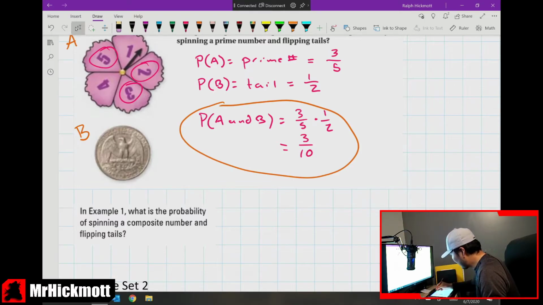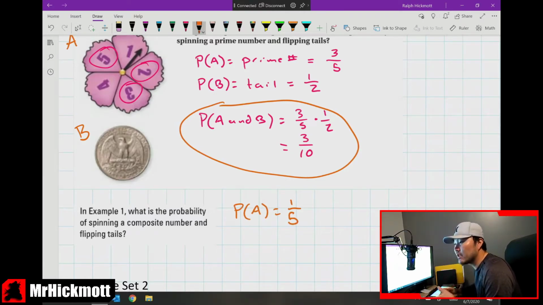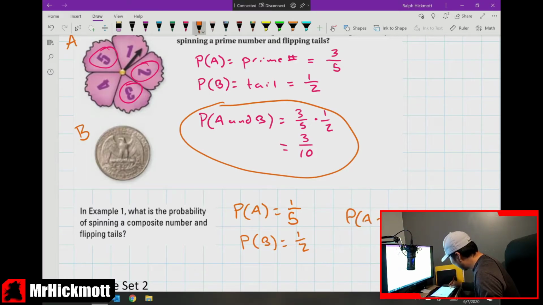So a composite number is 4, so P of A is 1 out of 5. Composite means that it's divisible by a number other than 1 and itself. And the probability of B, which is the tails, is 1/2. So the probability of A and B is going to be 1/5 times 1/2. So the overall probability is 1/10. So you've got 1 out of 10.